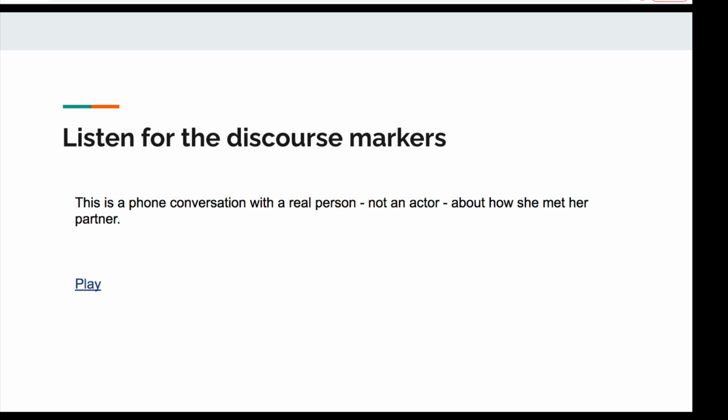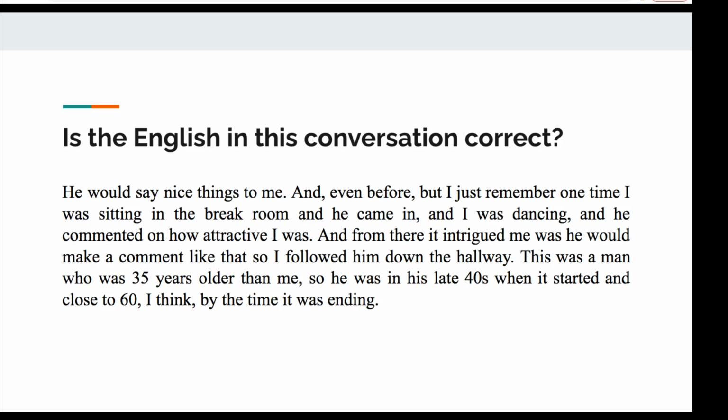So let's go back to the phone conversation that we listened to at the beginning. So again, this is a real person. This is not an actor. This was not written or scripted. This is spontaneous speech. So she's talking about how she met her partner. Okay, so again, let's look at how this is written at the moment. Okay, so let's listen to it one more time.